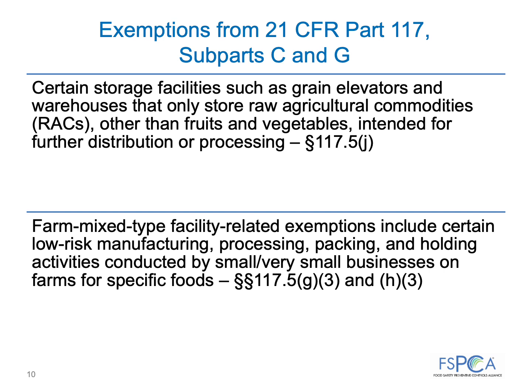Farm mix type facility related exemptions include certain low risk manufacturing, processing, packing, and holding activities conducted by small and very small businesses on farms for specific foods. The regulation includes an exhaustive list, and the exemption only applies if these are the only activities they conduct that were subject to the registration requirement.